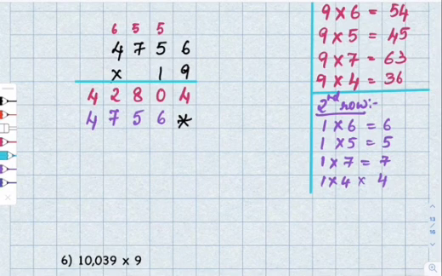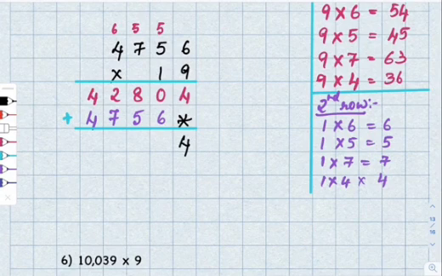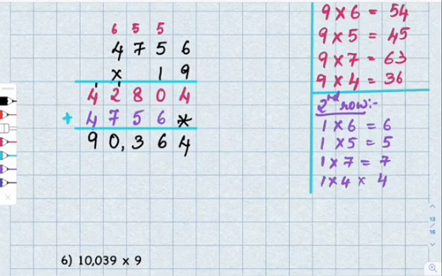Now for the final result, we need to add. When we add the result, what we get is 4 plus 0 is 4, 0 plus 6 is 6, 8 plus 5 is 13, 3 at the bottom, 1 goes carried, 7 plus 2 plus 1 is 10, 0 at the bottom, 1 gets carried, 4 plus 4 is 8, plus 1 is 9. So it's 90,364. Did you all understand, children?